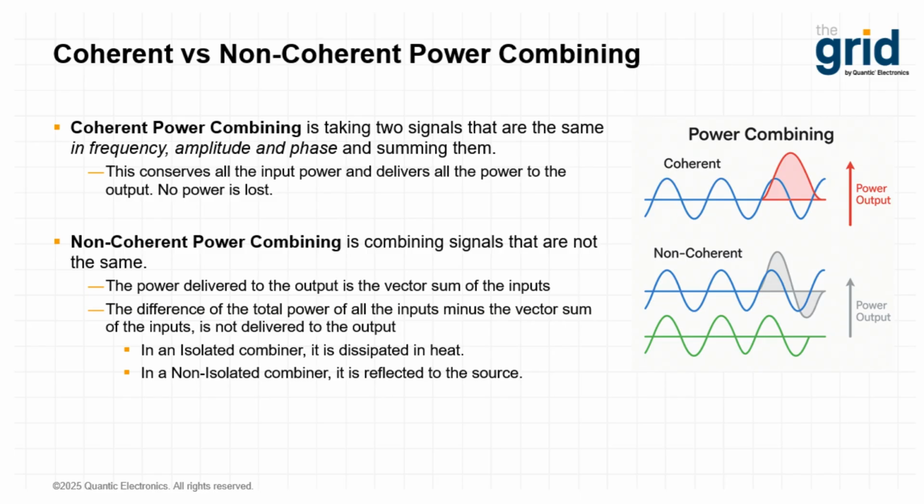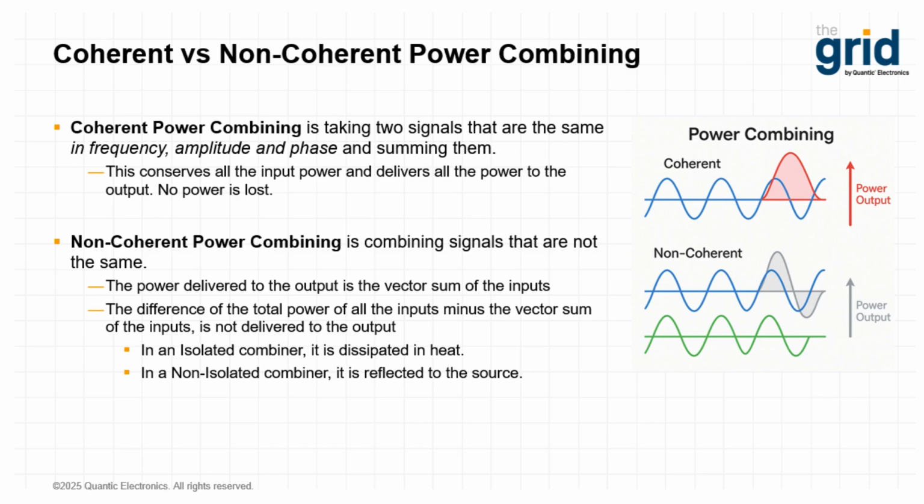So again, this is a little more elaboration of what I was just talking about with coherent power combining. We're taking two signals that are the same, in frequency, amplitude, and phase, and summing them together. This conserves all the input power and delivers all of it to the output. No power is lost. If we have non-coherent combining, where the signals are not exactly the same, the power delivered to the output is the vector sum of all the inputs. The difference, or the vector subtraction that happens, does not get delivered to the output, and it gets dissipated someplace else.